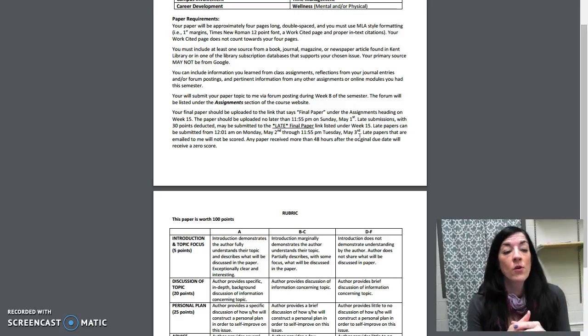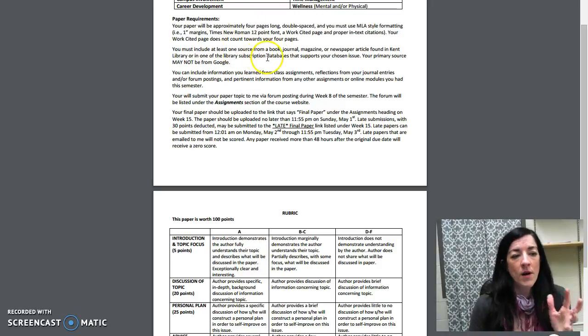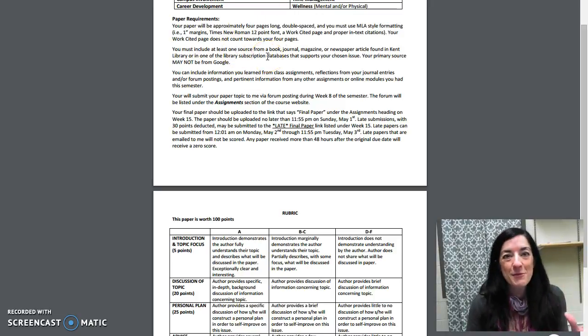And so in fact, very early here in the semester, we're going to do an assignment where I will be introducing you to the library subscription databases. Those are a great resource for you to conduct academic research. Okay, so again, if all of this is like, what, I have no idea what you're talking about, it's okay. We're going to be talking about it here over the course of the semester.